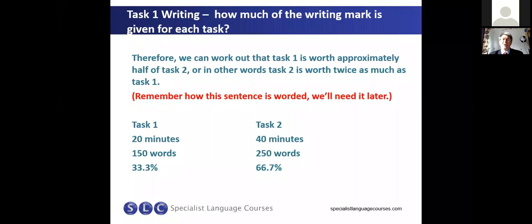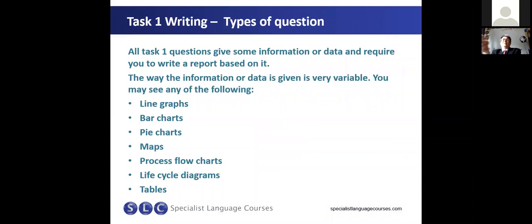Okay, so how much of the writing mark is given for each task? Well, it's 1/3, 2/3. So do we spend a lot of time on Task 1? No. 20 minutes would be fine. What sort of things do we need to write about? So, types of question. All Task 1 questions, to some degree or another, give information or some data to you, and they require you to write a report. Sometimes they say a report for a university lecturer or for an educated person, that sort of thing.